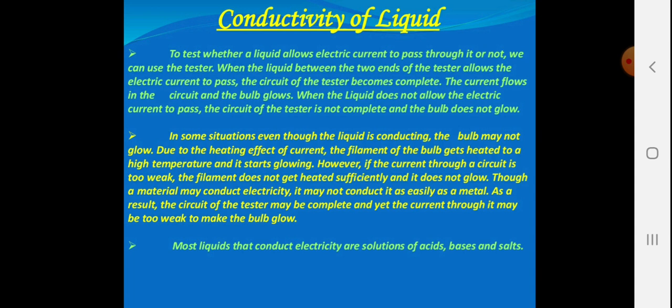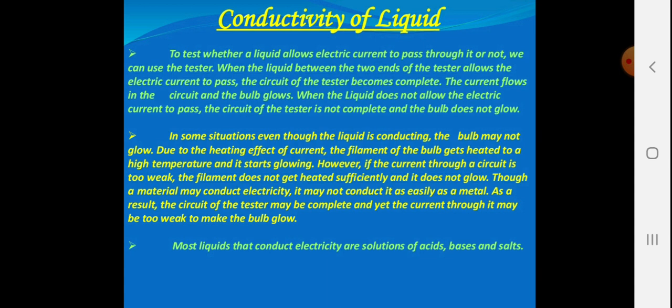Conductivity of liquids. To test whether a liquid allows electric current to pass through it or not, we can use the tester. When the liquid between the two ends of the tester allows electric current to pass, the circuit of the tester becomes complete. The current flows in the circuit and the bulb glows. When the liquid does not allow the electric current to pass, the circuit of the tester is not complete and the bulb will not glow. In some situations, even though the liquid is conducting, the bulb may not glow due to the heating effect of current.